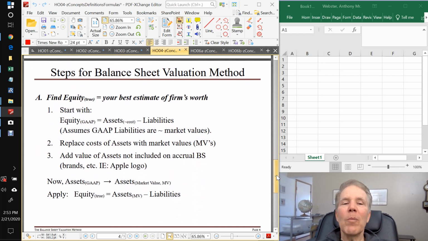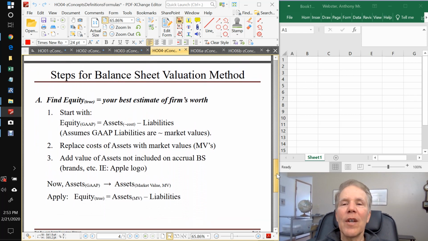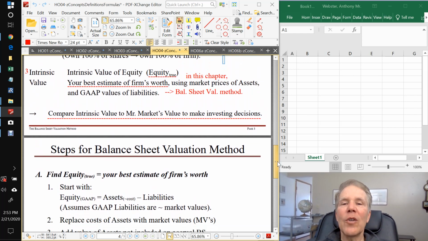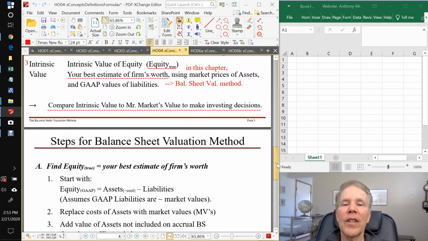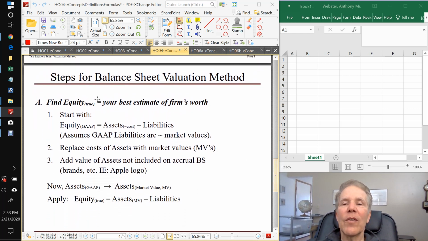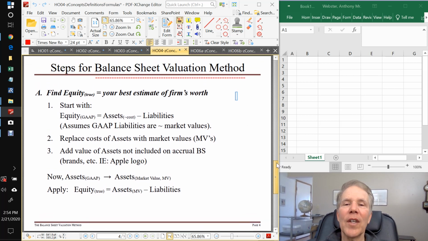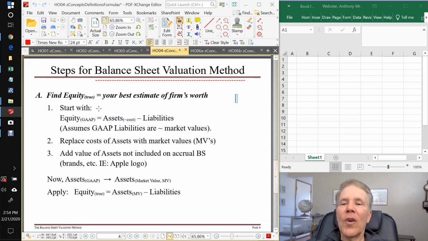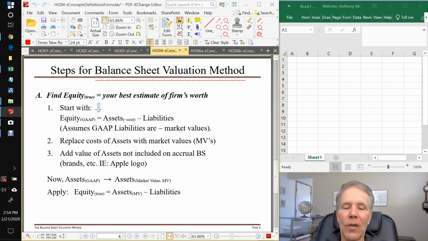All right, so in particular, our method for getting an intrinsic value and comparing it to Mr. Market, in this chapter, is the balance sheet valuation method. And the steps for that, we've done this in class with two examples. You've had this for homework, and I think we also had an in-class quiz on this. So first of all, find that intrinsic value and start with our GAAP balance sheet.